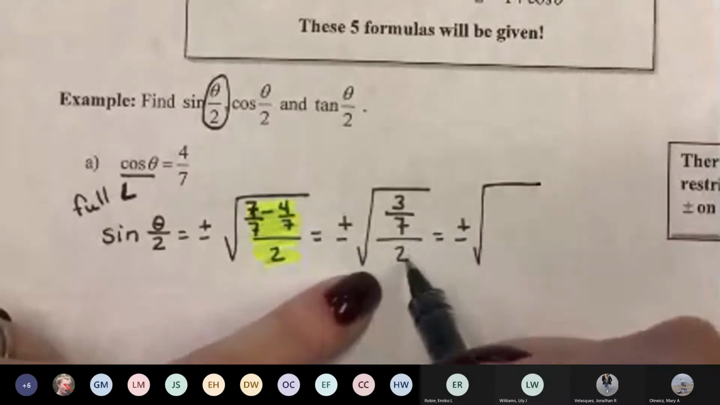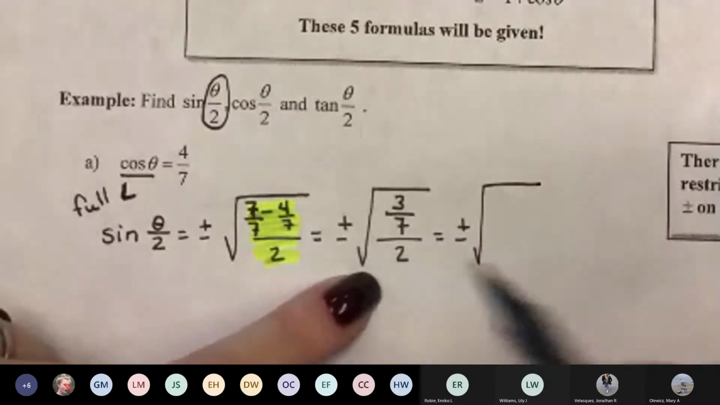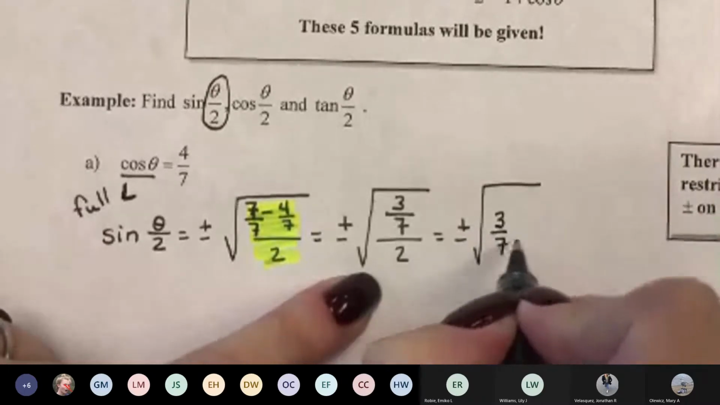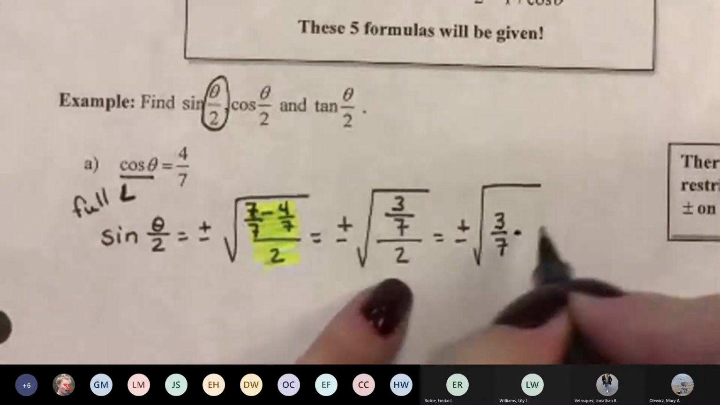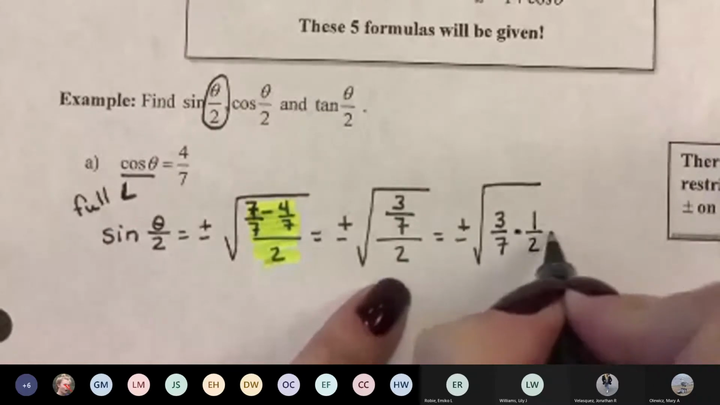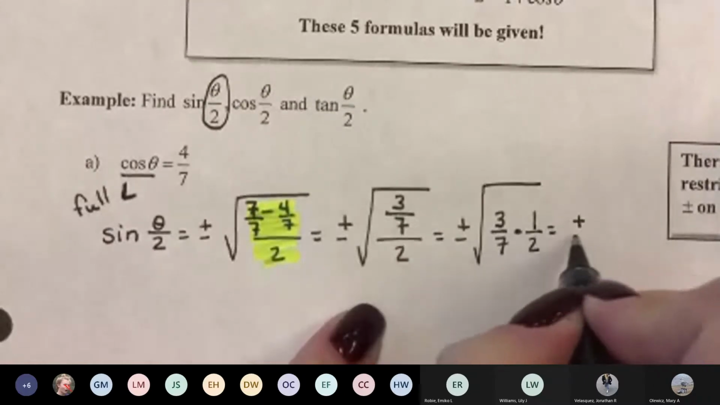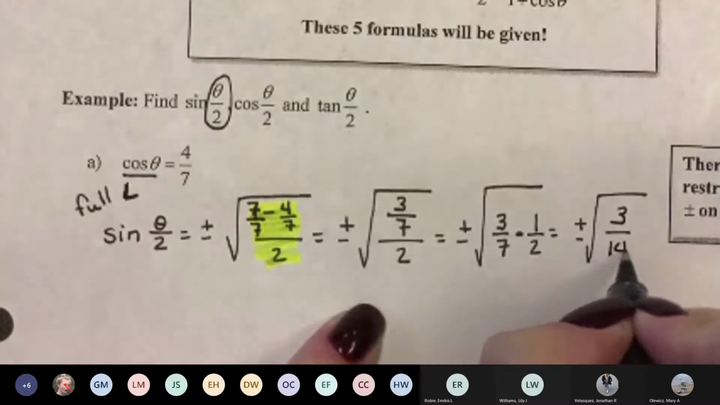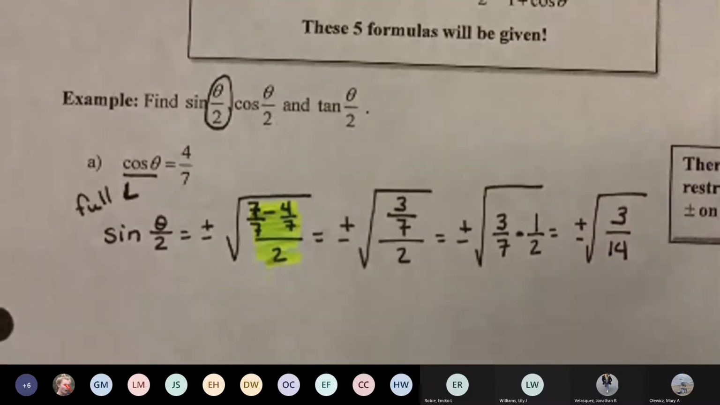The reason that dividing a fraction by 2 makes the denominator twice as big is because you're really multiplying by the reciprocal of the 2, which is 1/2, which turns that to 3/14, and that is your final answer.